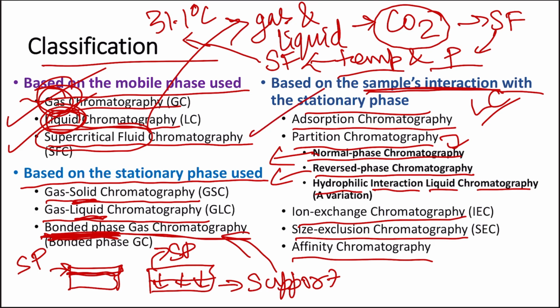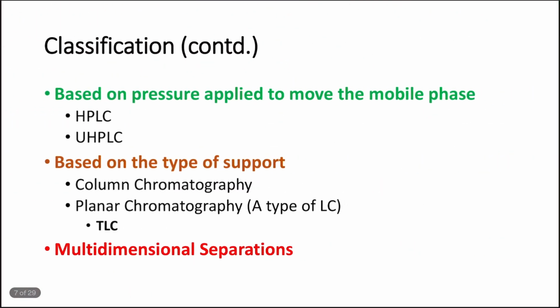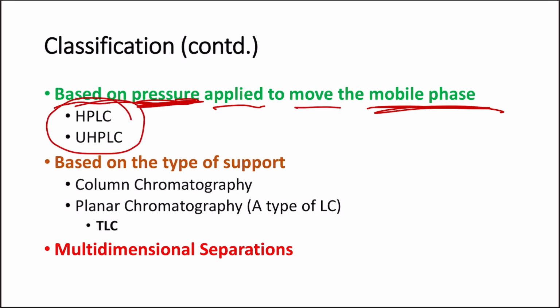So these are the different types of liquid chromatography. Details I will be explaining in the upcoming slides. Now let's go to the next classification, which is based on the pressure applied to move the mobile phase. So here also we have two different methods. So far, the column chromatography which I have discussed can be both gas chromatography and liquid chromatography.